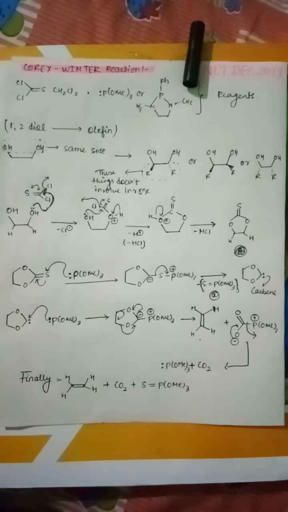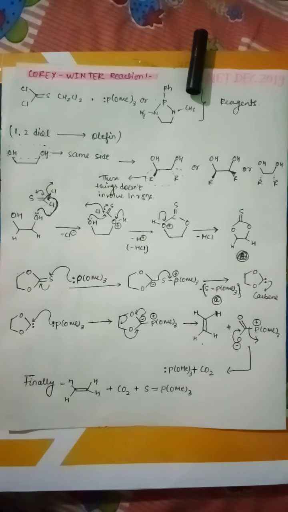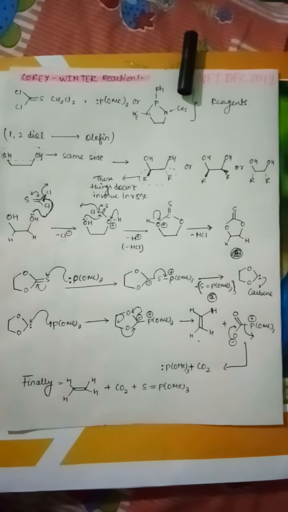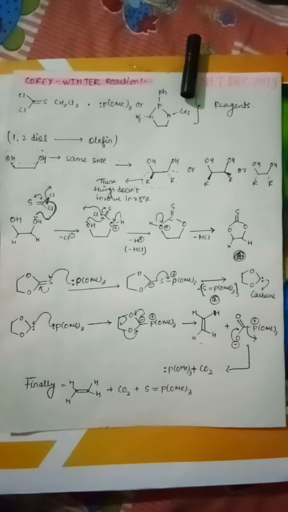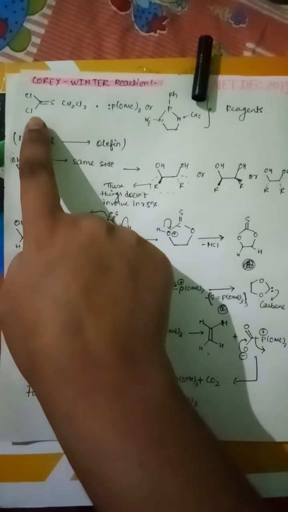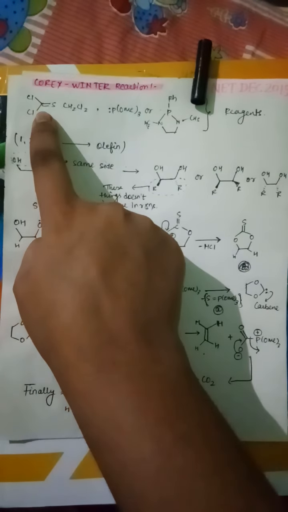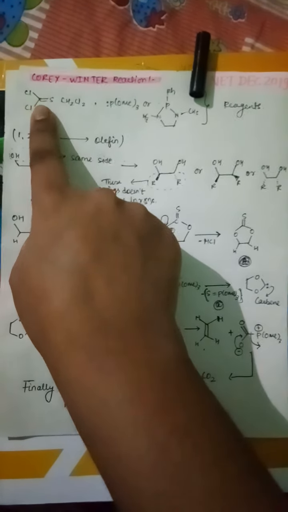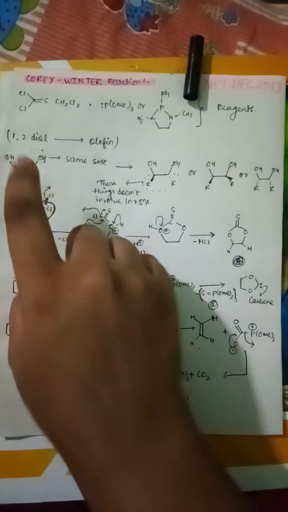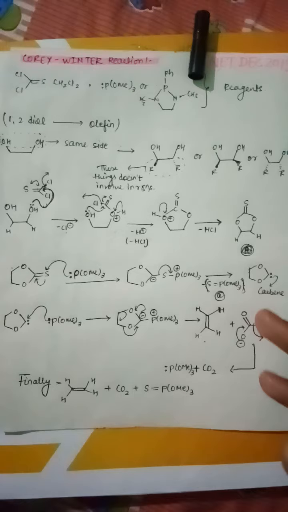Hello friends, today I am going to discuss the Corey-Winter reaction. It is also sometimes known as the Corey-Winter olefin synthesis because an olefin is formed in the final product. Here are the reagents: a carbon and sulfur containing compound, in which carbon works as an electrophile, and here both leaving groups are Cl, or any CDI type of leaving group can also be used.